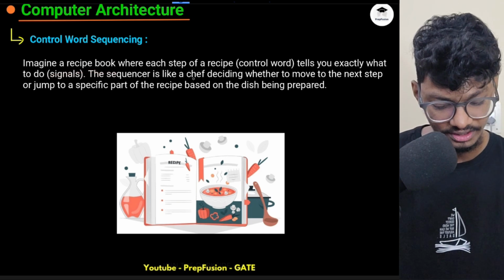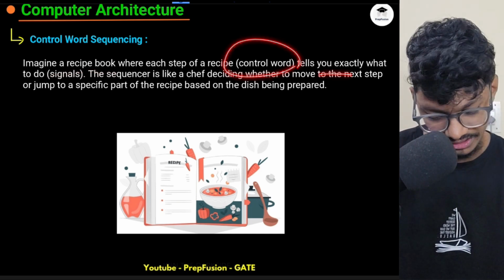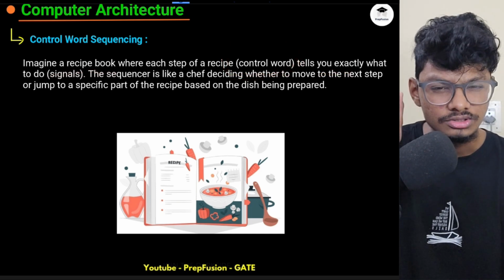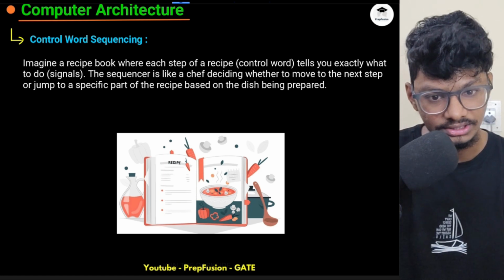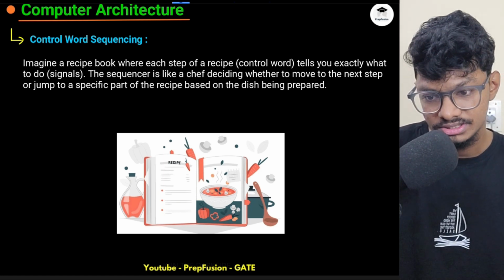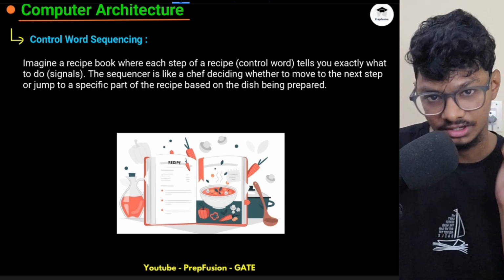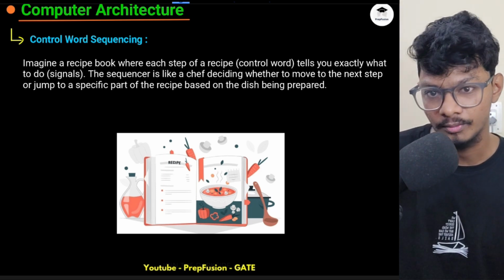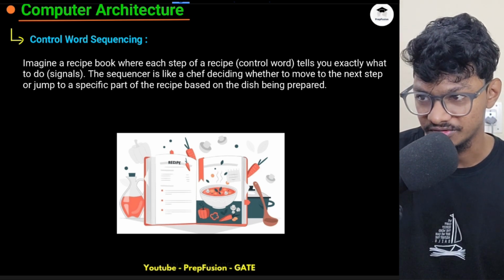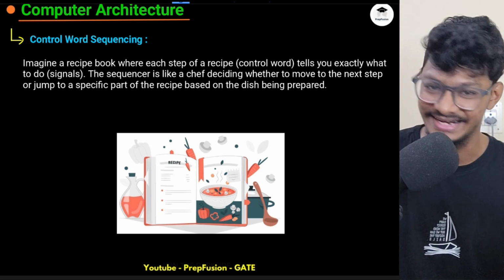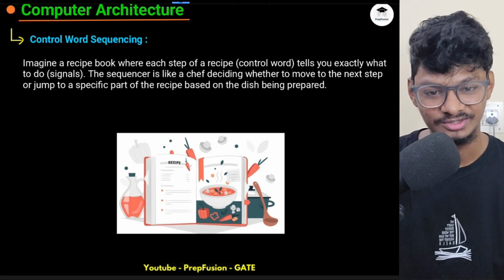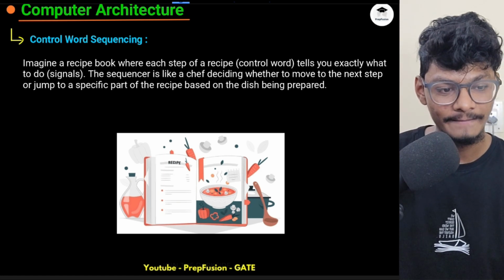Imagine a recipe book where each recipe control word tells you exactly what to do with the signal. So those are micro operations, right? You have to make chicken kofta. So first you have to buy the chicken, obviously, get this much, 500 grams of chicken, then some amount of soya sauce or some amount of vinegar. I don't know what recipe you need, but I'm just giving you an example, okay?